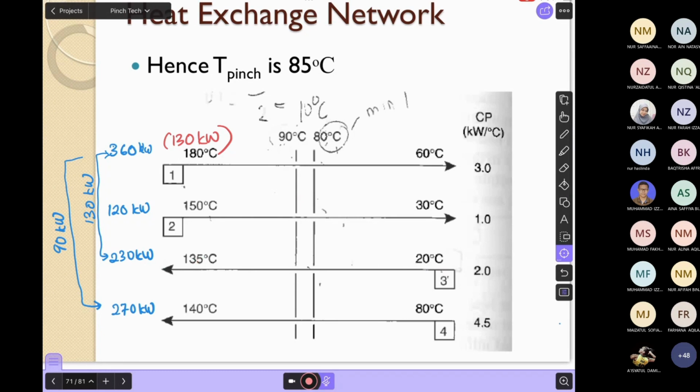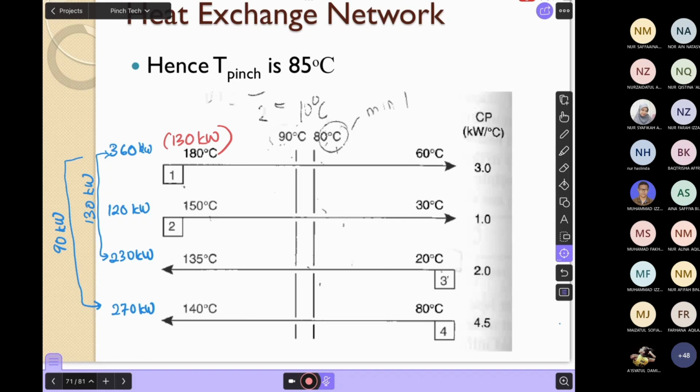But only 230 kilowatt is used from here. Left you with 130 kilowatts. Okay, so if you were to make choices between these and these, you need a cooler here. Saya bagi you case by case. You need the cooler here.